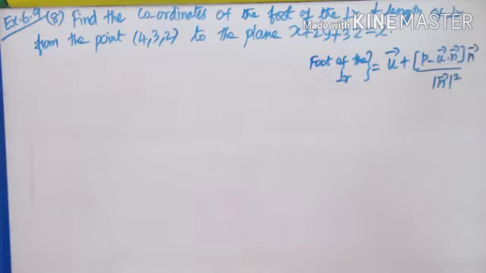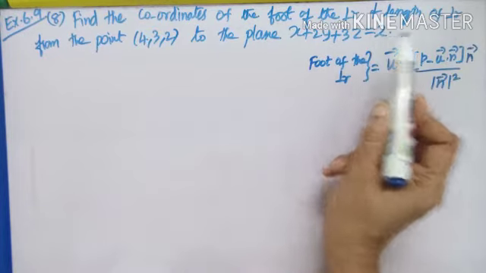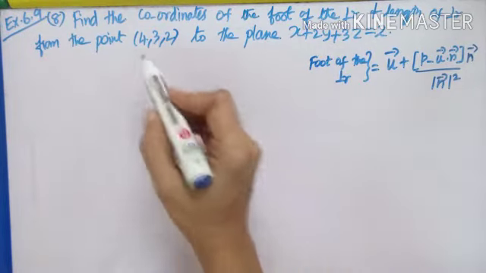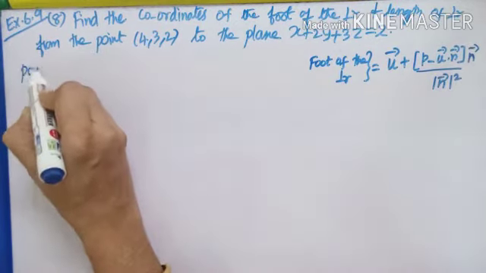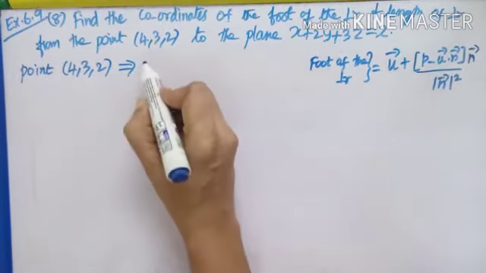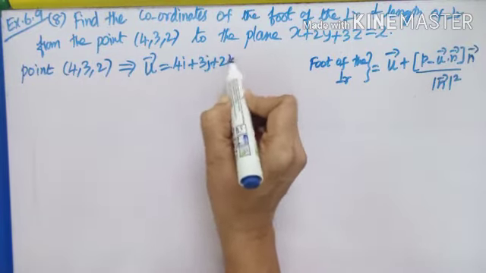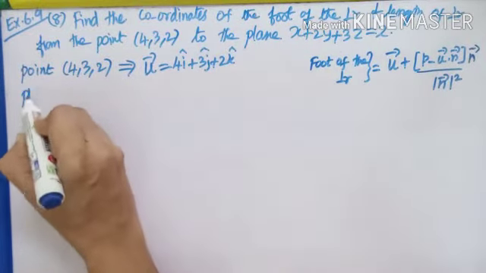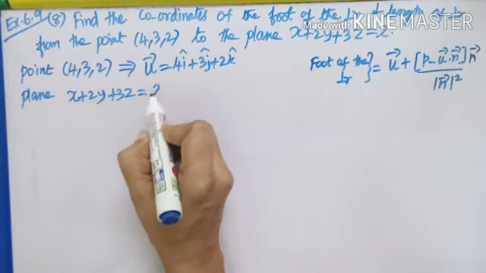Exercise 6.9, question number 8. In this exercise, we are learning a special concept called foot of the perpendicular and length of perpendicular. A point is given. We are using the formula method. The point (4, 3, 2), call that as u vector, treating with i, j, k: 4i plus 3j plus 2k. The plane, whatever they have given, is x plus 2y plus 3z equal to 2.